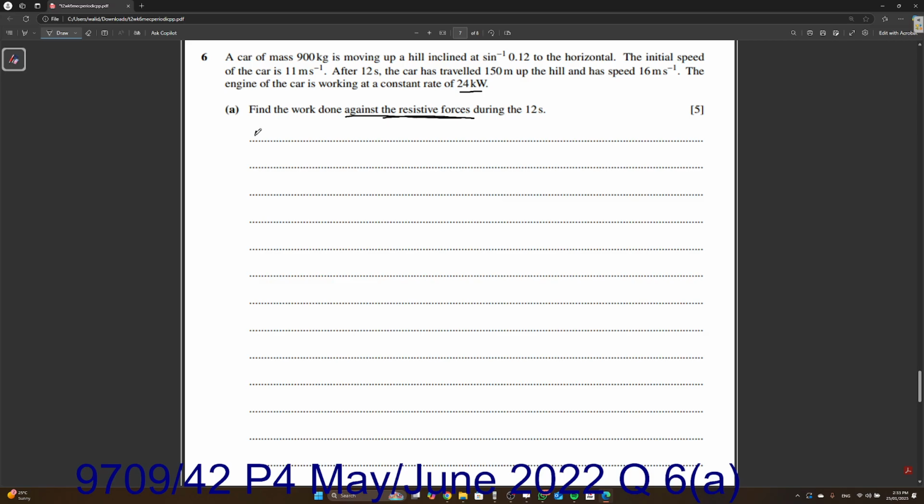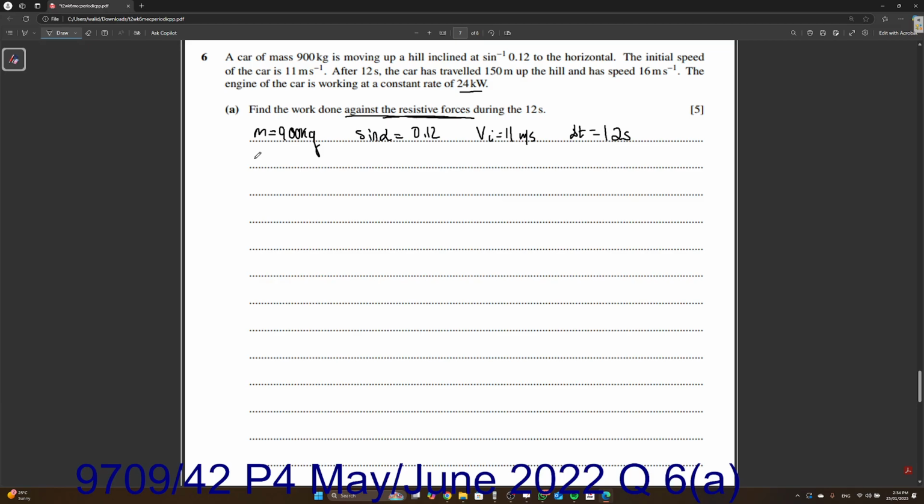So let's write down the given. M is equal to 900 kilograms. Sine of alpha is equal to 0.12. Sine inverse 0.12 means that sine of the angle equals 0.12. The initial speed is 11, so V initial is 11 meters per second. After 12 seconds, the car has traveled 150 meters up the hill, so delta T is 12 seconds. It's traveled 150 meters up the hill and has speed 16 meters per second.